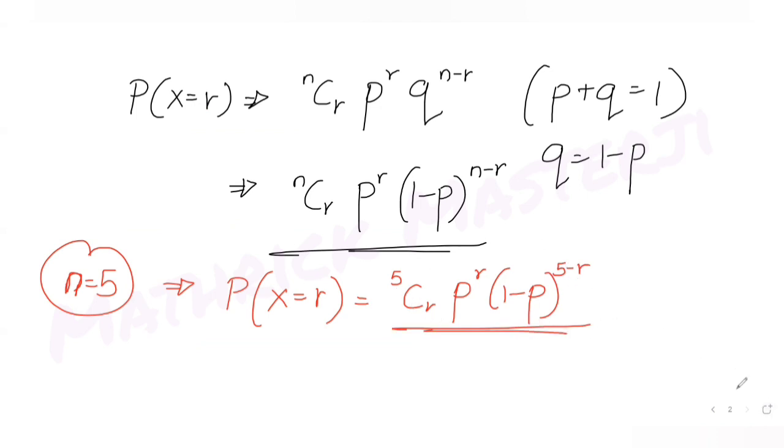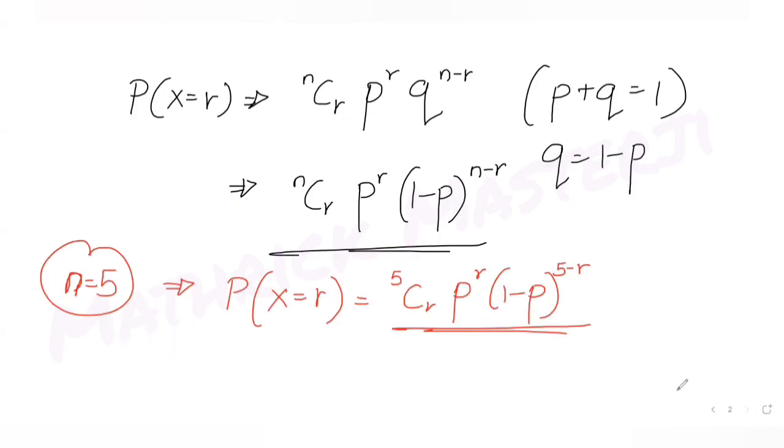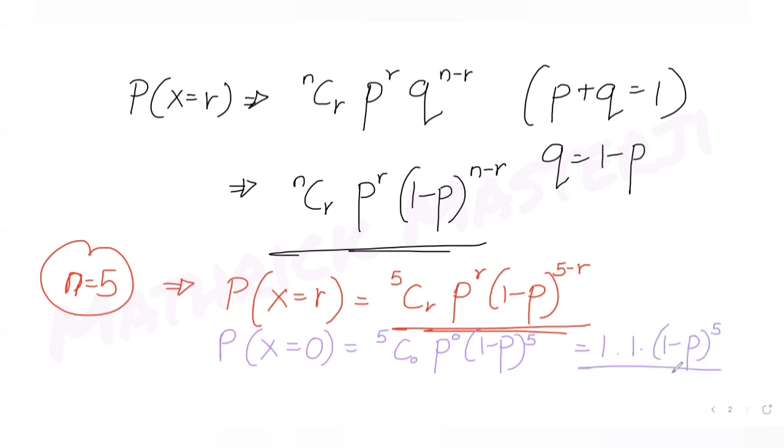Now, we have been told that the probability at x equals 0 and the probability at x equals 1 are equal to each other. So let's find the probability at x equals 0. Instead of r, I'm putting 0. So 5C0 p^0 (1 minus p)^(5 minus 0), which is 5. You get 5C0 is 1, p^0 is also 1, and you get (1 minus p)^5.